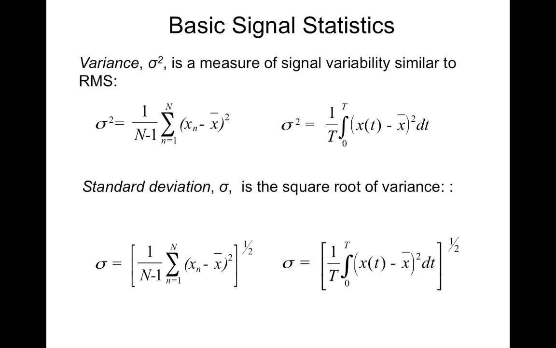Okay, another couple of basic signal statistics. The variance, sigma squared, is given by the definitions shown below, and it's a measure of signal variability that's similar to RMS. And the standard deviation, sigma, is the square root of variance. Probably you've heard more about sigma than about sigma squared.